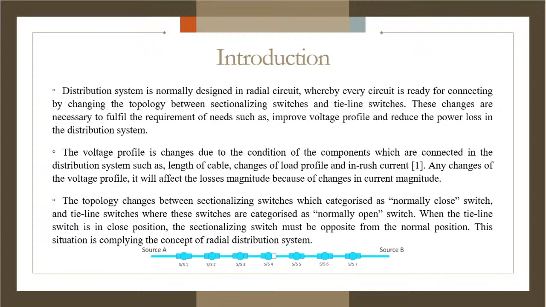The topology changes between sectionalizing switches, which are categorized as normally closed switches, and tie-line switches, which are categorized as normally open switches. When the tie-line switch is in closed position, the sectionalizing switch must be opposite from the normal position. This situation complies with the concept of radial distribution system.